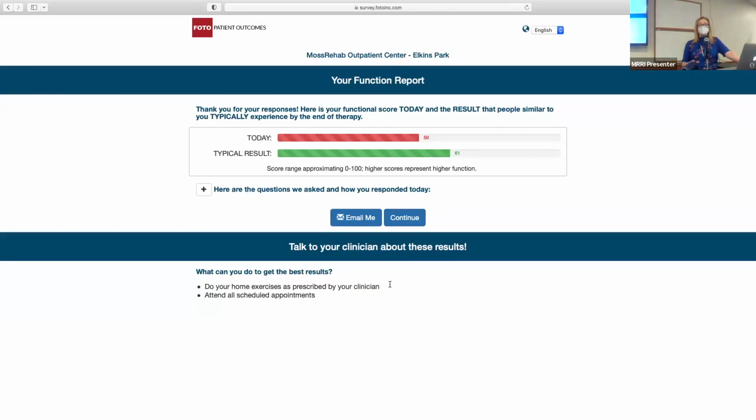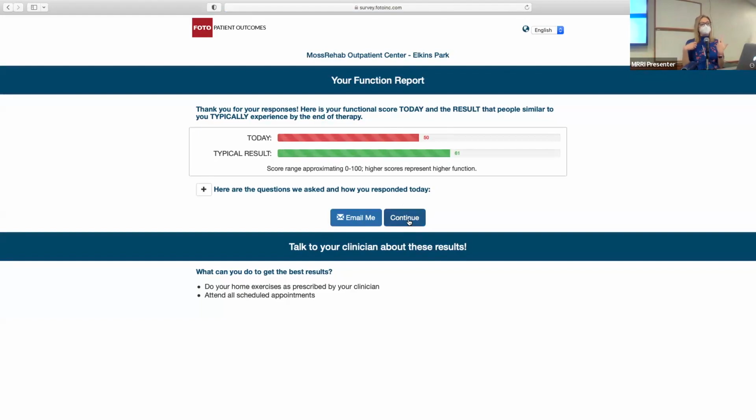Okay, and then it gives you preliminary results. So your patient would see that today they scored 50 on that arbitrary scale of function, 0 to 100. And that typically patients like them, after they're done therapy, can achieve 11 points greater on that scale, and they would be a 61.